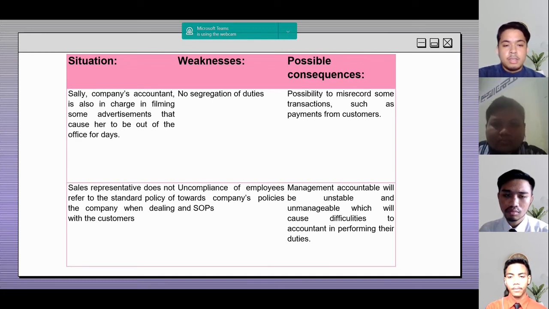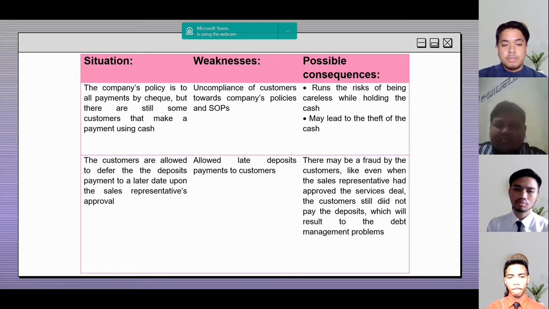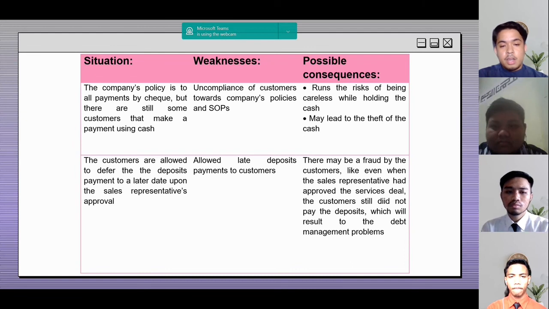I want to add some. The company's policy is that all payments be made by check, but there are still some customers who make payments using cash. This makes the customers' compliance with company policy and SOP a risk, being careless with holding the cash may lead to theft of the cash. Next, customers are allowed to defer the deposit payment to a later date upon the sales representative's approval. Even when the sales representative has approved the service deal, the customer still did not pay the deposit, which will result in debt management problems.